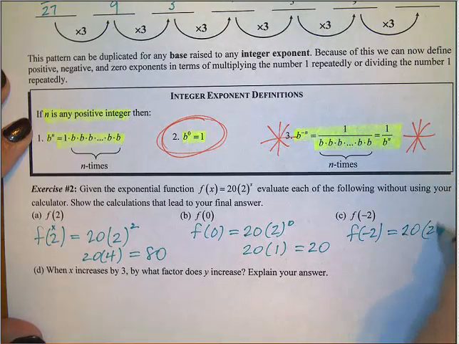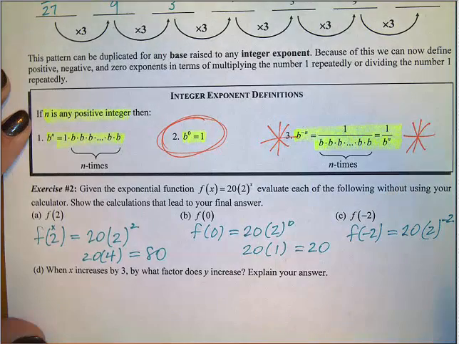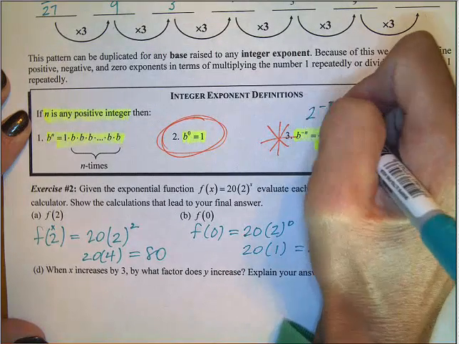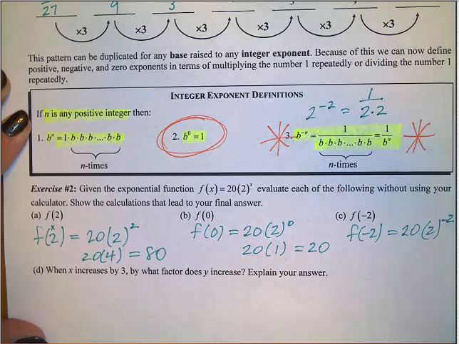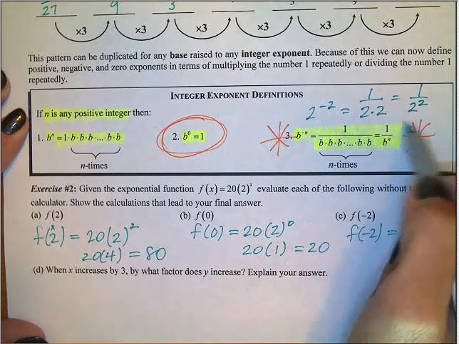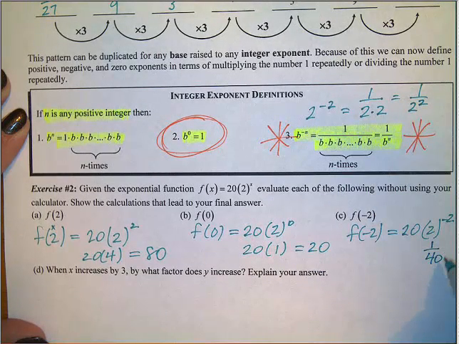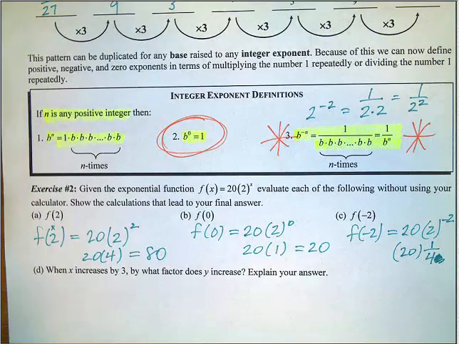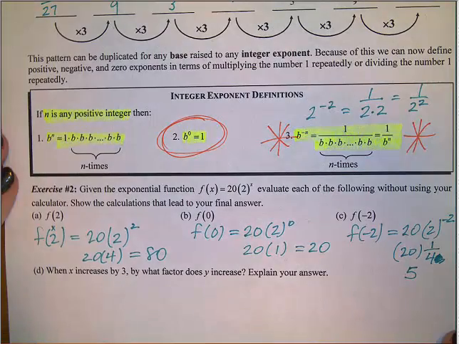20 times 2 to the negative 2. Well, according to this, 2 to the negative 2 is 1 over 2 times 2, or 1 over 2 squared. So all I did was put it 1 over, and then I have a positive exponent. So 1 over 2 squared is 1/4. So what's 20 times 1/4, or 1/4 of 20? It's 5. You could use your calculator to verify that I did not make any crazy mistakes.